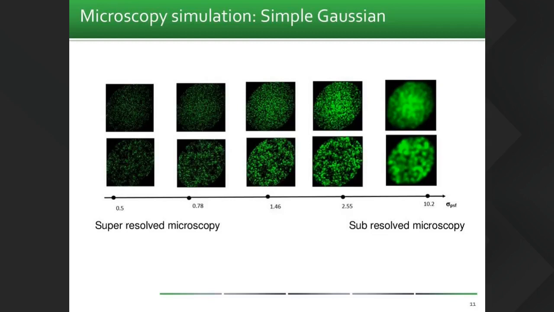I just want to say that super resolved microscopy has a higher cost than sub-resolved microscopy. The cost could be in the price, the acquisition time, and the optical system complexity. So it's good to find a way to do the classification of the cells and to find out if it is really necessary to have super resolved microscopy to achieve such a task.